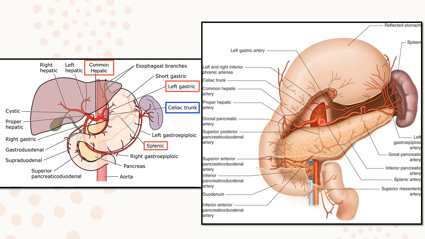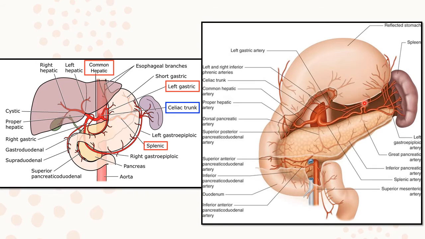We have the same visual representation of the branches of the celiac trunk over here. This is the left gastric artery, which is arising from the celiac trunk, and it is anastomosing with the right gastric artery, which is coming from the common hepatic artery. We have the common hepatic artery over here, and we have the splenic artery over here. As you can see, it is running along the upper border of the pancreas, and it is reaching the hilum of the spleen, where it is dividing into splenic branches.